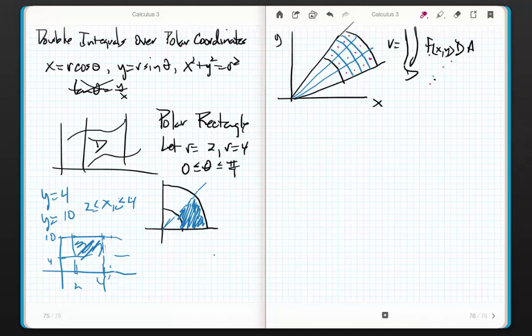Look close. I can already turn f of x, y into f of r cos theta, r sine theta. So even if I'm given a function of x and y, I can immediately turn it into r cos theta, r sine theta. Wherever I see an x, stick in an r cos theta. Wherever I see a y, stick in an r sine theta. This dA guy is where it's going to take us some work.